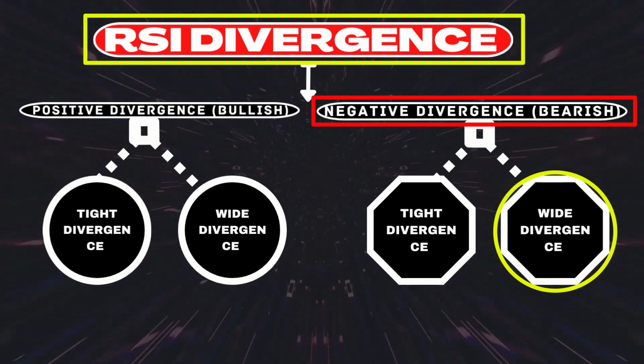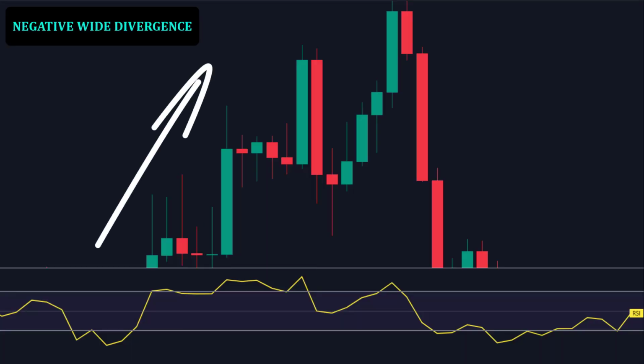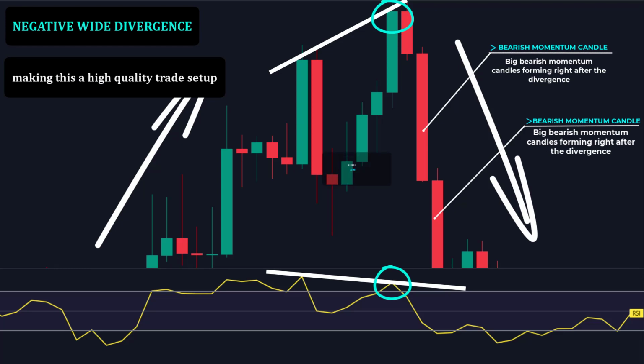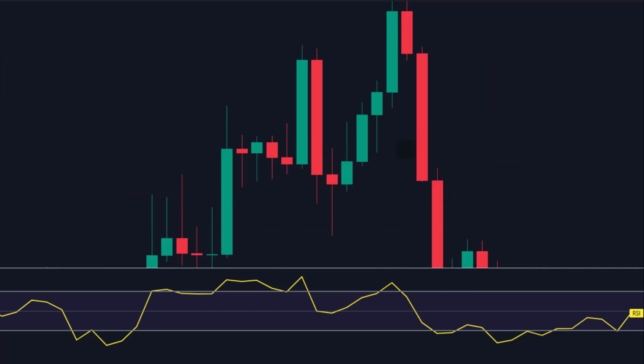Now the negative wide divergence. Negative wide divergence starts with an uptrend before the divergence formation because the price made a higher high and the RSI made a lower high, which later caused the price to move downwards with a heavy bearish momentum, making this a high-quality trade. Trading RSI divergence this way is great, but if you have divergence forming at key levels, it will help to increase the quality of the trade and put more confirmation to your directional bias. So in the next section, we will try combining divergence with these key levels.